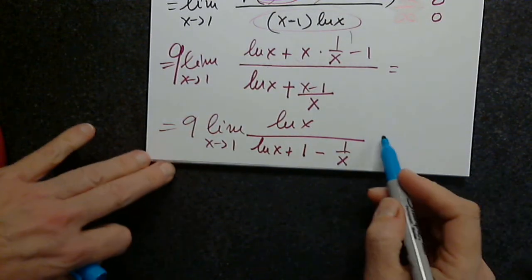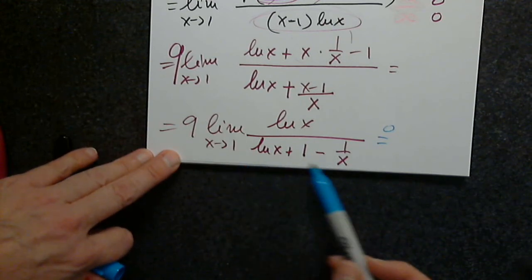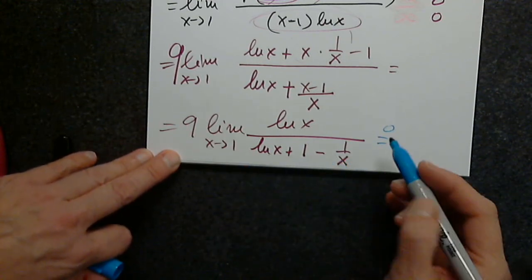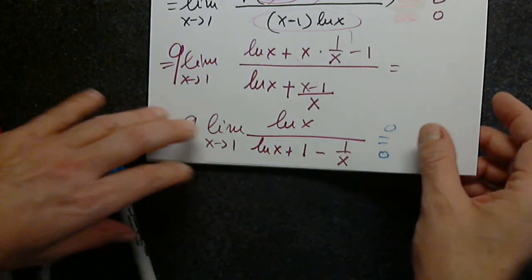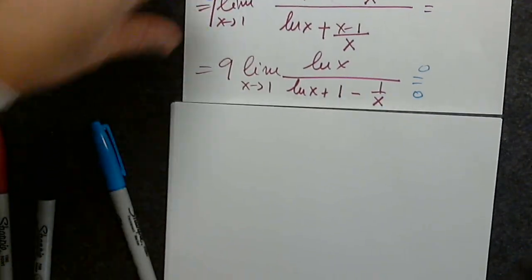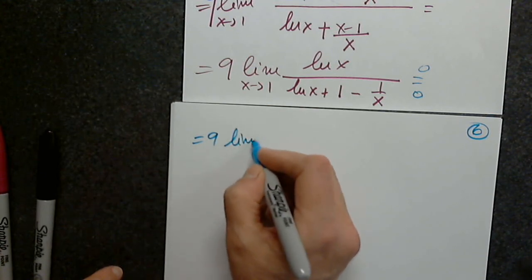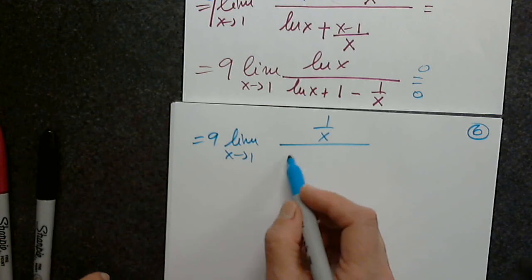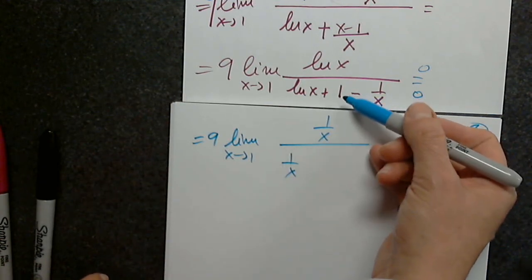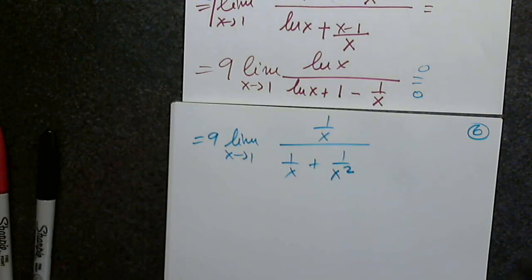Okay, so now I check again. The top is 0. The denominator is 1 minus 1, which is 0. Again, I have 0 over 0. I'm hoping that this is the last step. So let's see if that's the case. So 9, limit as x approaches 1, the top is 1 over x. This prime is 0. And this prime is positive 1 over x squared.